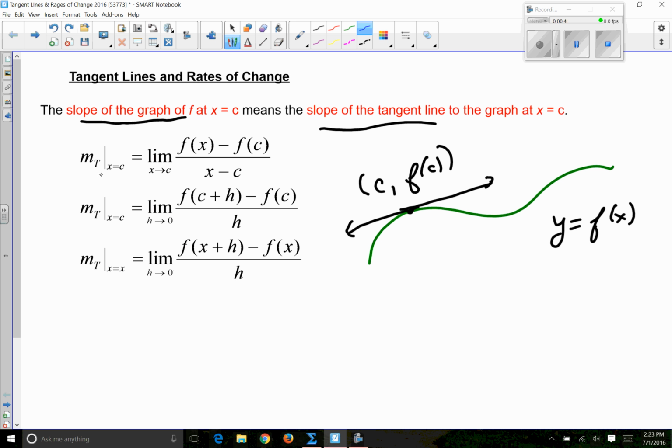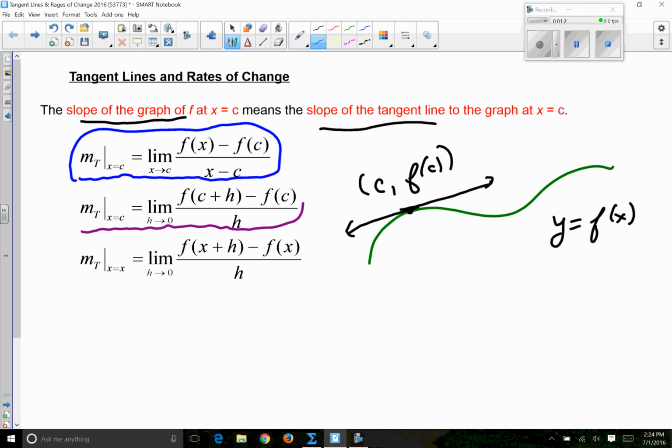The symbol m with a t subscript, a bar, and another subscript x equals c is read: the slope of the tangent line at x equals c equals the limit as x approaches c of f of x minus f of c over x minus c. Another definition of the slope of the graph of f is this one. I'll circle in purple. The slope of the tangent line at x equals c equals the limit as h approaches 0 of f of c plus h minus f of c over h.